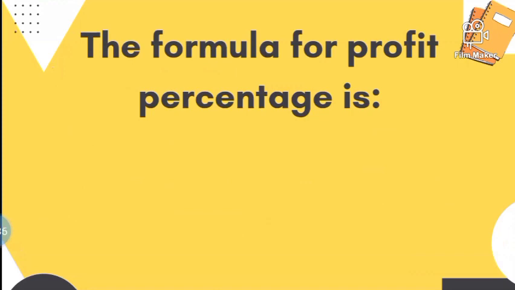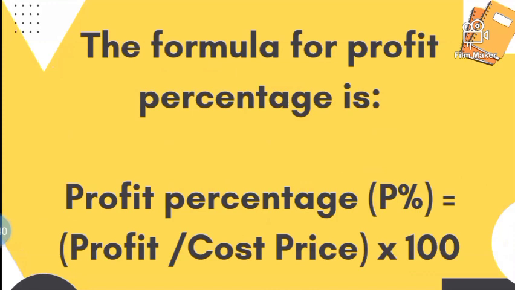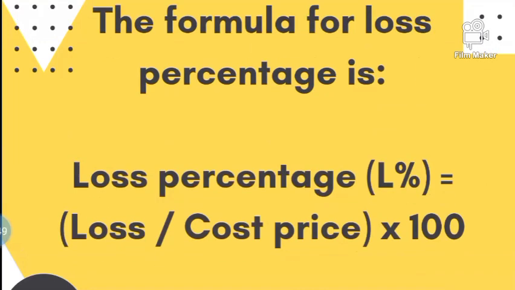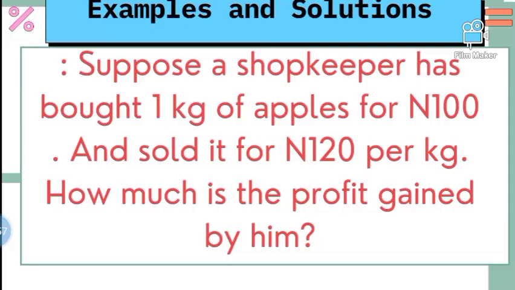Now, how do you calculate profit percentage? It is simply profit divided by the cost price times 100 over 1. Now, for loss percentage, it is loss divided by the cost price times 100 over 1. Let's look at some examples.